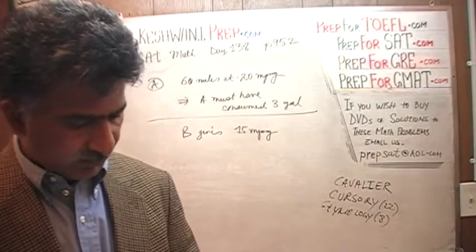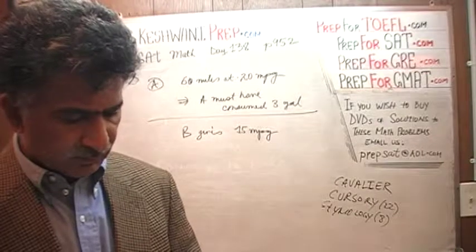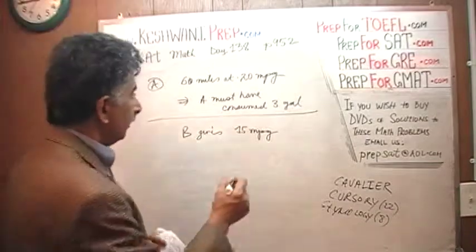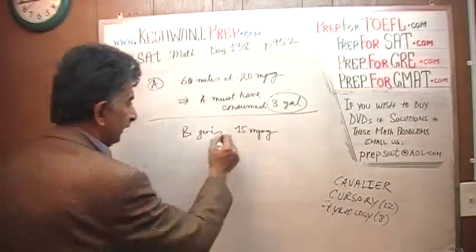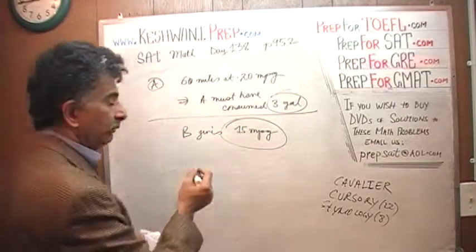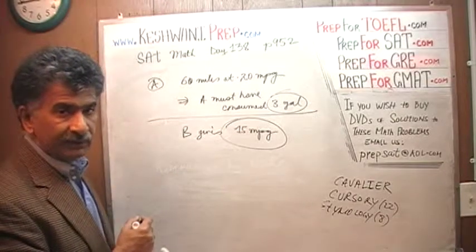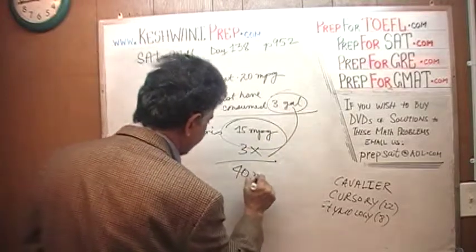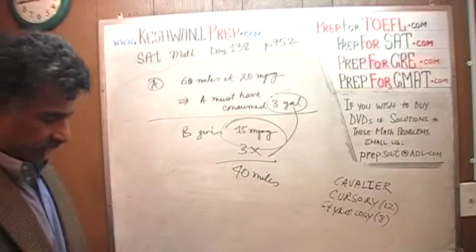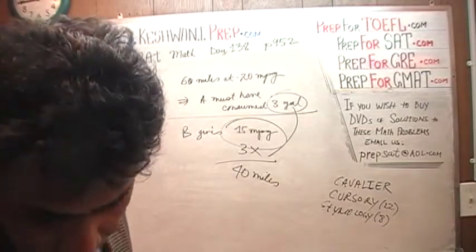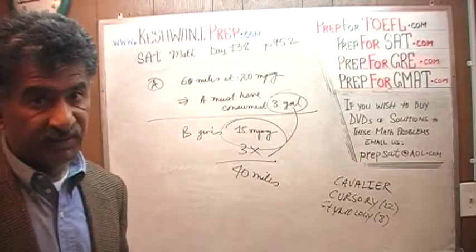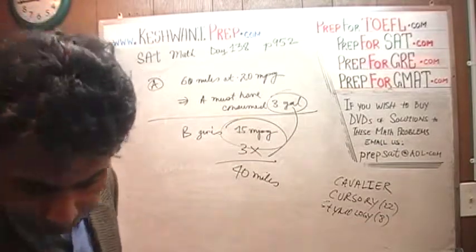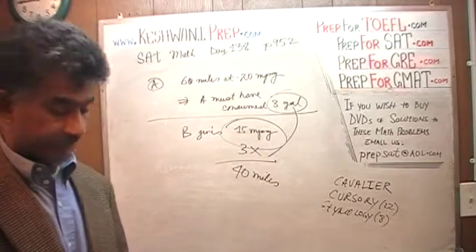How many miles had car B traveled when it had used the same amount of gasoline as A had used to travel 60 miles? Well, A, as we know, used 3 gallons. And since B is giving us 15 miles per gallon, and B must use up the same amount of gasoline as car A, it will just be times 3, 45 miles. That's it. The answer is 45. Because it has only 3 gallons, and it's going only 15 miles per gallon, 15 times 3 is 45. In other words, it won't be able to go as far, obviously.